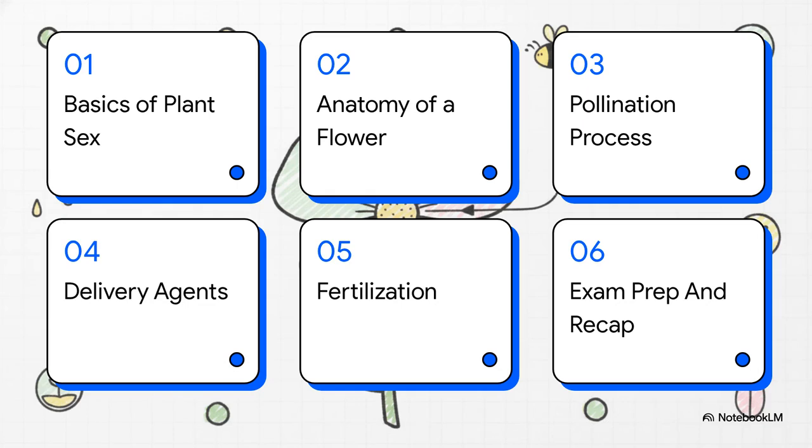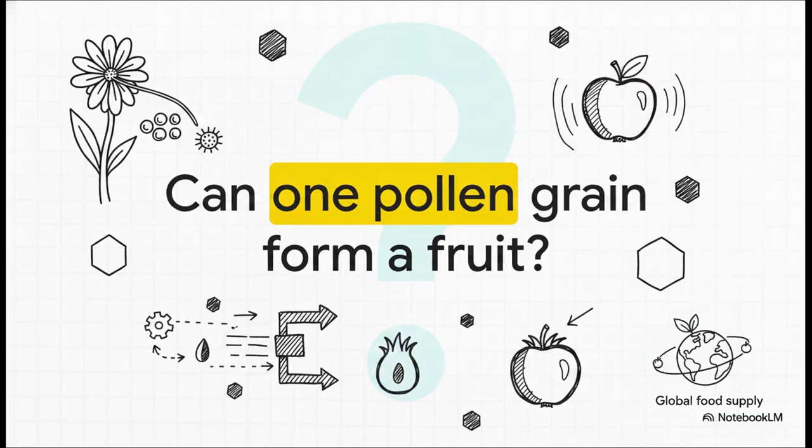Today, we're going to hit the basics of plant sex, the exact anatomy of a flower, the whole pollination process, nature's delivery agents, map out a fertilization flowchart, and wrap it all up with some targeted exam prep and a quick recap. I want to start things off with a pretty wild question.